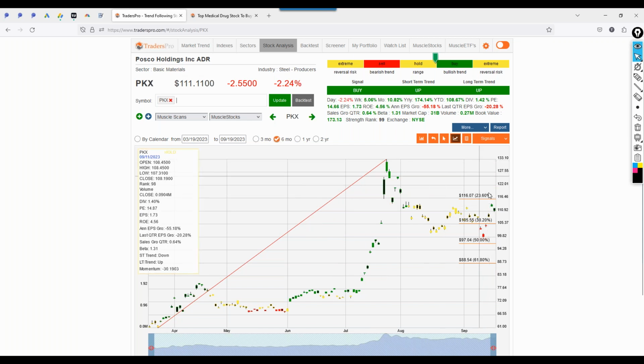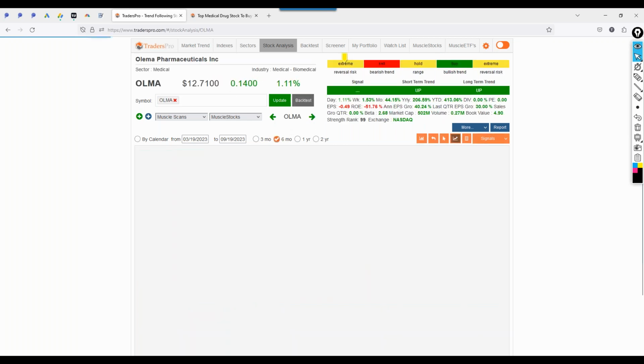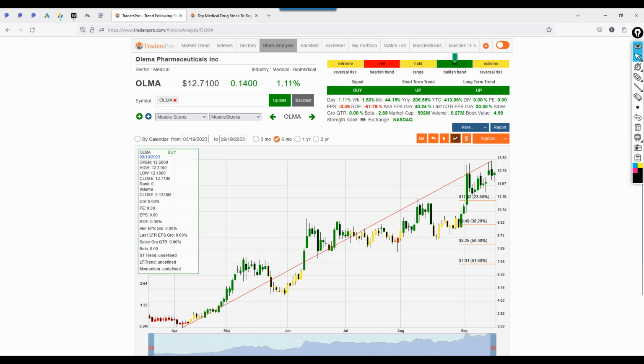You can still actually make a trade on something. The ADR is really just an international company traded in the U.S. is essentially what those end up being. Let's take a look at a couple of others here.